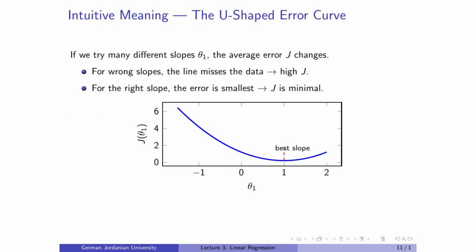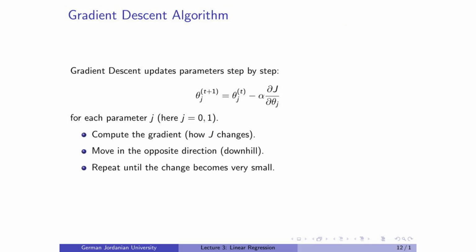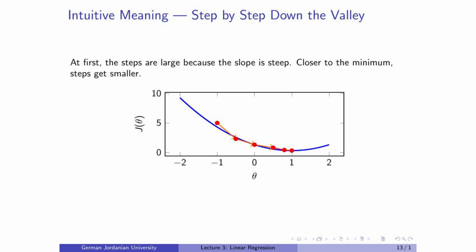If we try many slopes, we get a U-shaped curve. Wrong slopes make big errors. The best slope gives the lowest J. That's where the model fits perfectly. So gradient descent repeats 3 steps. Calculate the gradient, move a bit downhill, and repeat until changes become tiny. At the start, the slope is steep, so steps are big. Closer to the minimum, the slope flattens, and steps become smaller until we stop at the valley floor.